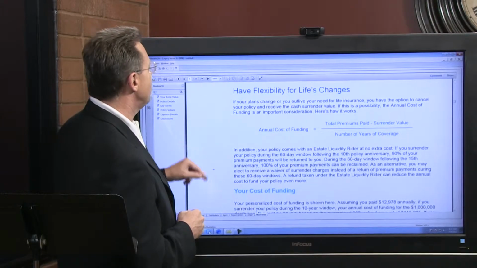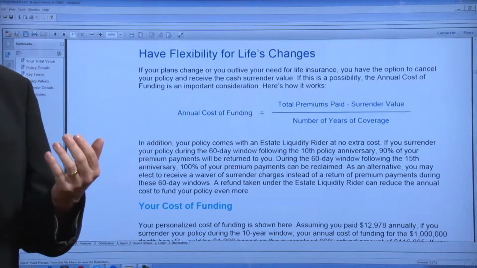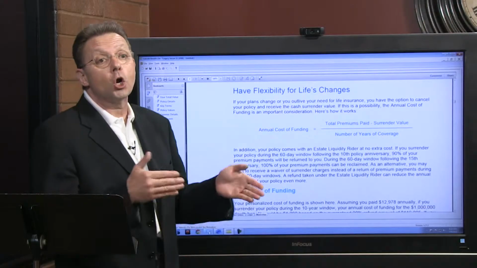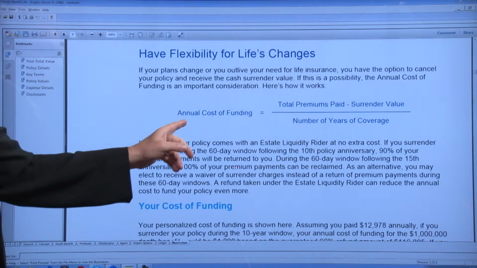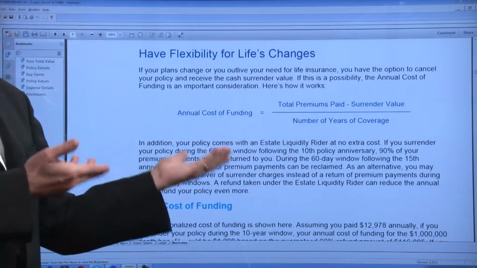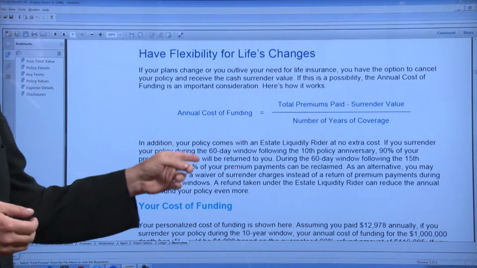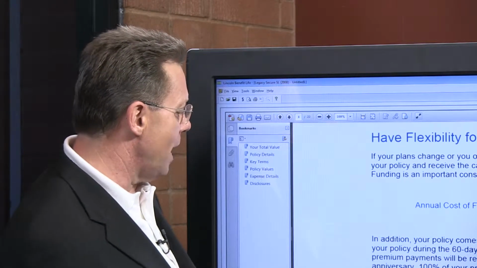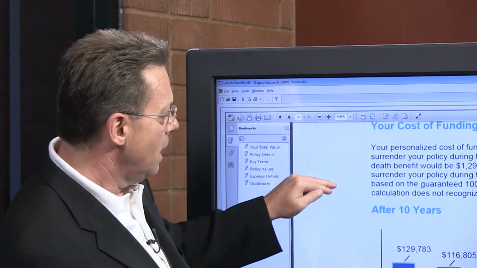Now, the flexibility of this, I really like this. It says, what's the annual cost of funding? If I want to explain the math to a client and maybe they're not really into internal rate of return, or they don't want to look at our cost indices, they can look here and say, here's how I can figure it out. I can take my annual cost of funding, and that is my total premiums paid, less any surrender charges, and take the number of years of coverage, and that'll give me my annual cost of funding. So I'm just trying to see another way to look at how I can explain it. And then what they do is they map it out in a pictorial.